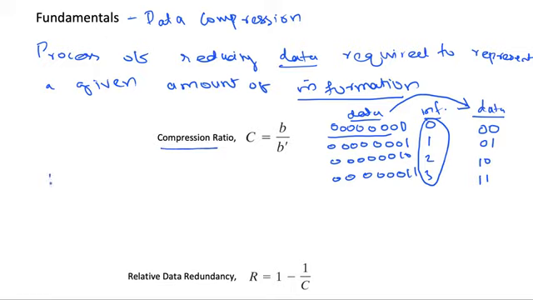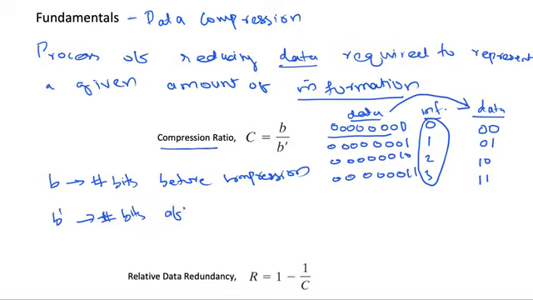So you can take this B as the number of bits before compression, and this B dash can be taken as the number of bits after compression. Okay, I'm using this before and after to get an idea about what the compression ratio is giving us.